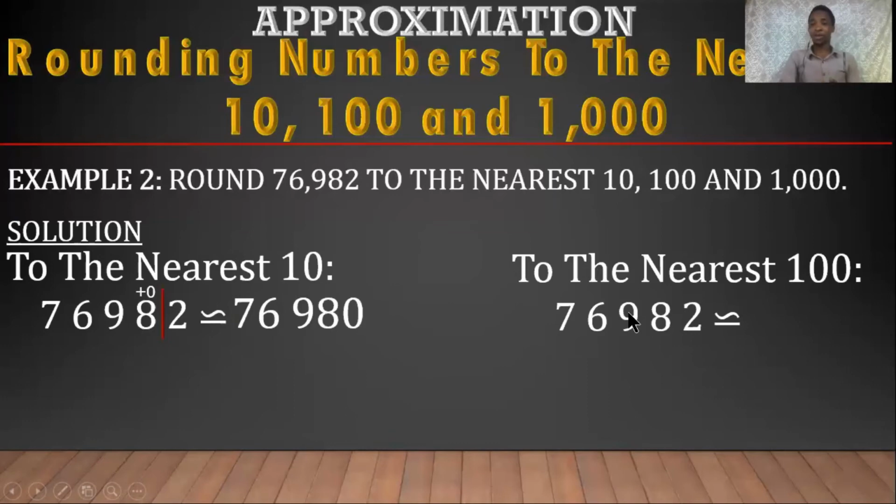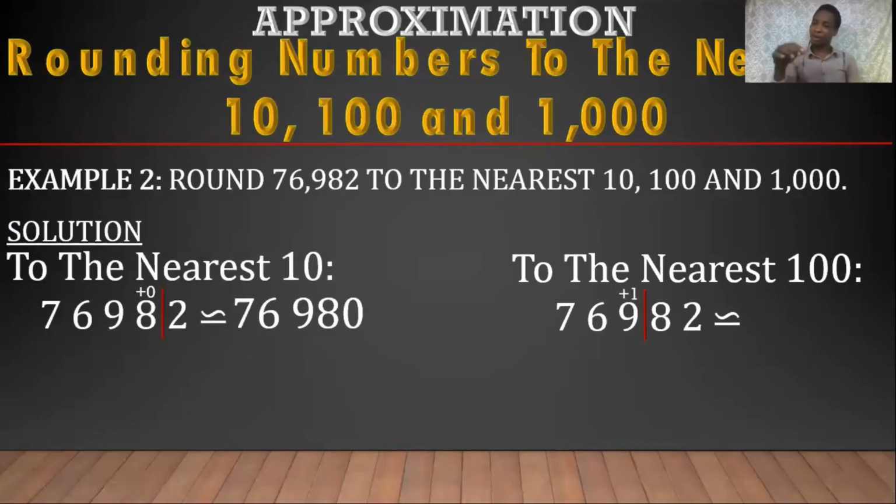For my 100, okay, I have my units, I have my tens, I have my 100. Now please pay attention to this. This is where you could get a bit confused, but it's still very easy. Again, my place value: units, tens, 100. So my line will come after my 100. I'll check the number after the line, 8 in this case. I'll be rounding up, which means I'll add plus 1 to the number at the place value 100.